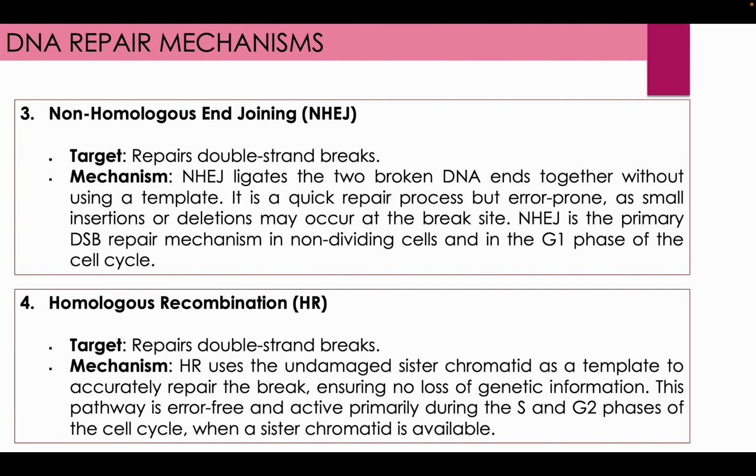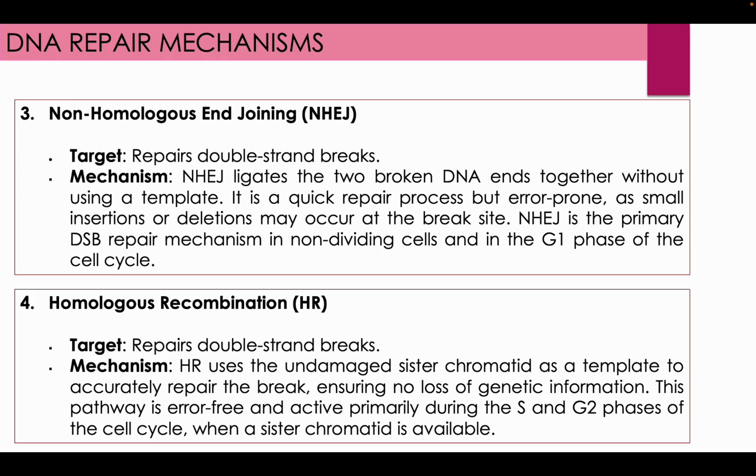And then the fourth one is the homologous recombination, or HR. Its target, again, is to repair the double-strand break. So number 3 and number 4 repair the double-strand breaks. If 1 and 2 are for the single-strand breaks, 3 and 4 typically focus on targeting double-strand breaks. HR uses the undamaged sister chromatid as a template to accurately repair the break, ensuring that there is no loss in genetic information. This pathway is error-free and active primarily during the S and G2 phases of the cell cycle when a sister chromatid is available.